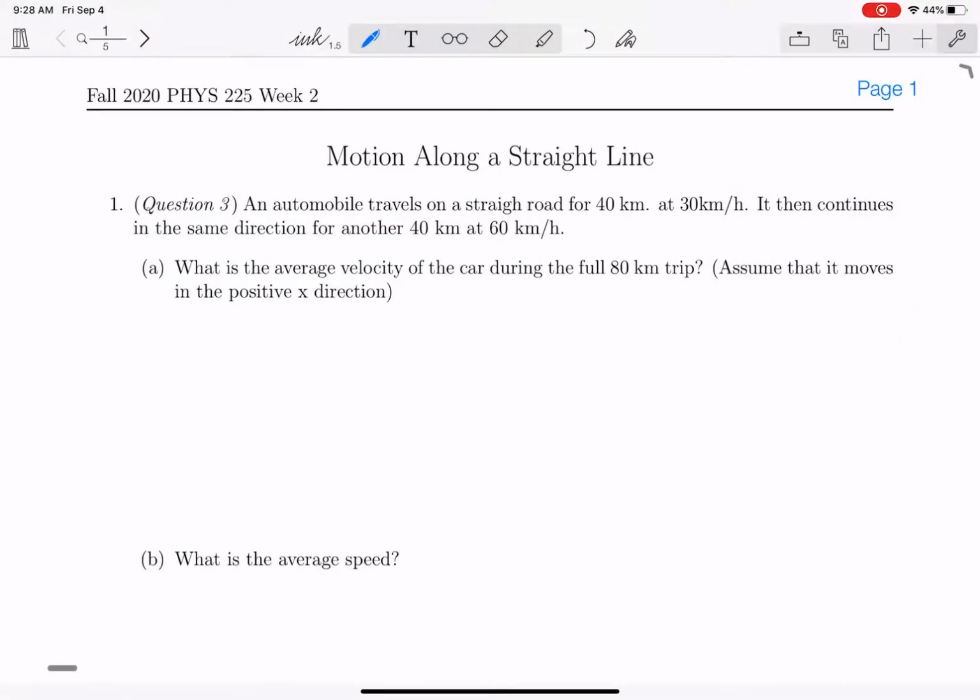As promised, I have a solution for the week 2 handout.